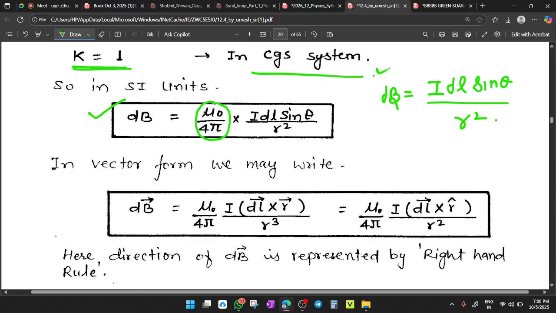So for an objective question, it may be asked what is the value of magnetic field intensity dB due to elemental length in CGS system. So for CGS system, k equals 1. Clear?